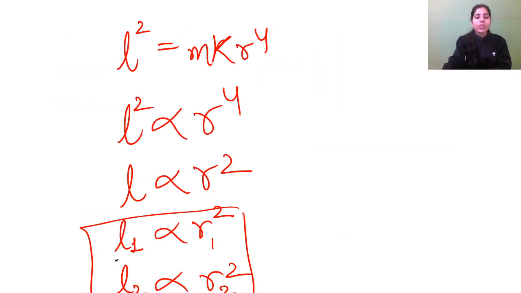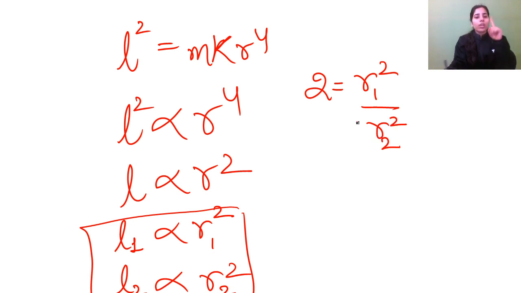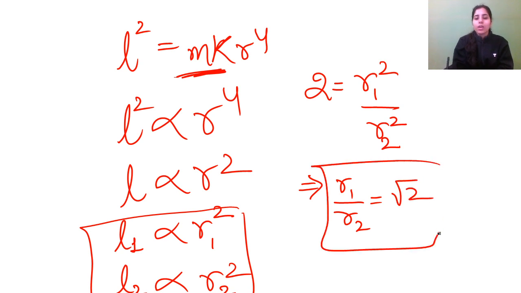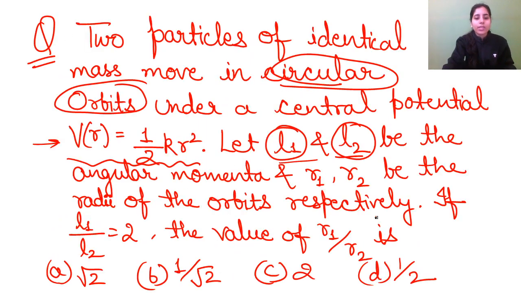So here we will get L1 upon L2 is equal to 2, which will be equal to, after taking the ratio, we can write it in this way, because they were constant terms which will simply get cancelled out even if I will not take the proportionality sign and will take all the terms. Clear? After this, what will happen, guys? Implies R1 upon R2 is equal to root 2. So this is going to be the ratio of the radii, R1 and R2. Clear? So here we are getting root 2 as the final answer, which is option A, which is our right answer.